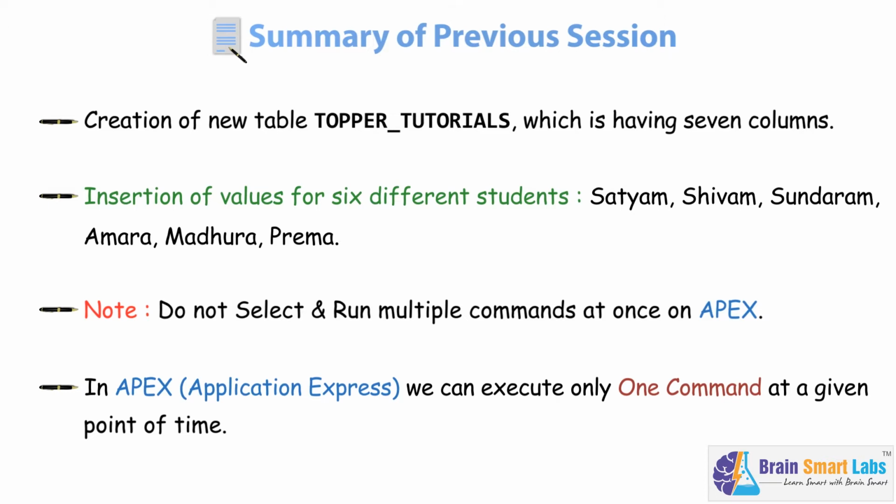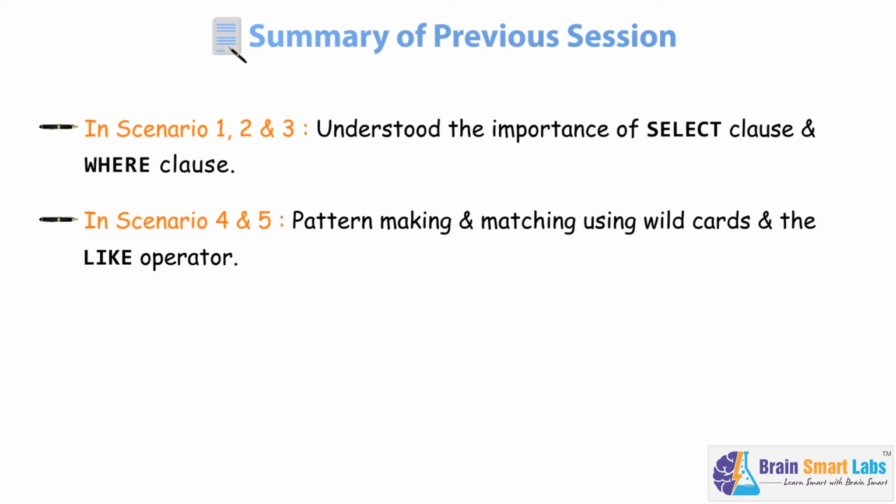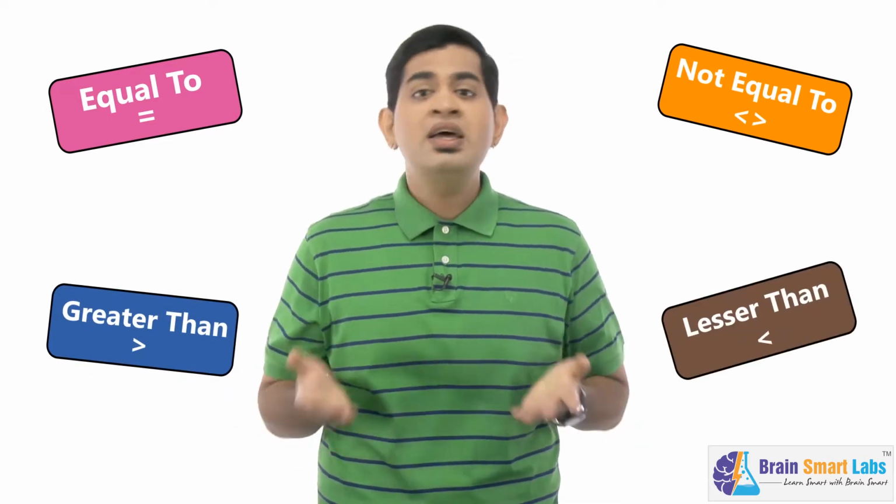You can run or execute only one command at a given point of time in your SQL command screen present in your Apex. In scenarios 1, 2 and 3, we understood the importance of select clause and where clause. In scenarios 4 and 5, we learnt how to do pattern matching using wildcards, that is percentage symbol and underscore symbol, with the help of the like operator. In today's chapter, I will be specifically teaching you how to use comparison operators like equal to, not equal to, greater than, less than, etc. inside our where clause. Take a look.